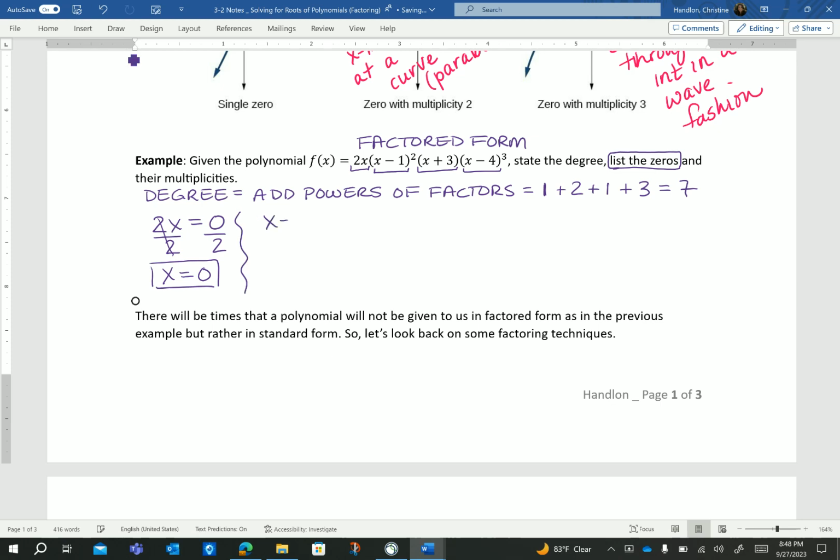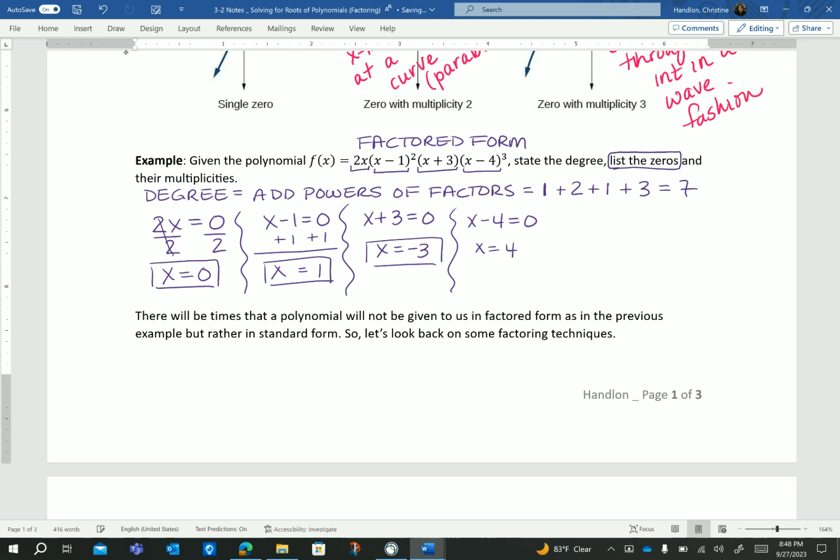Let's do it again. My next factor is x minus 1. Set it equal to 0. I'm going to solve. So I have to add 1 to both sides to get x by itself. X equals 1. And you keep doing that for every single one of the factors that you have. Subtract 3 on both sides. This is my third 0. And my last one. Set it equal to 0. Add 4 to both sides. And x equals 4. So those are the zeros of my polynomial.